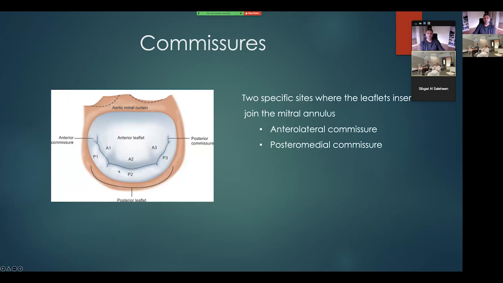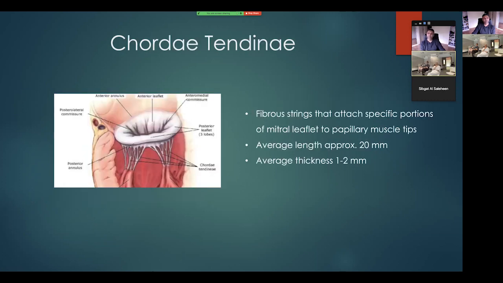The commissures, anterolateral and posteromedial, are straightforward. These are the specific sites where the leaflet inserts into the mitral annulus. Chordae tendineae are fibrous strings, normally around a couple of centimeters long and 1 to 2 millimeters thick. This is the papillary muscle, this is the leaflet. They attach to a specific portion of the mitral leaflet and to the papillary muscle tips.